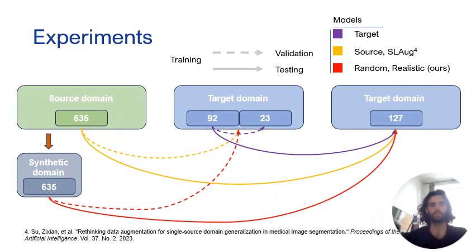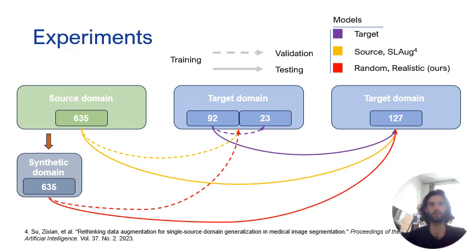Here we visualize the different training methods we used for our experiments. In red, you can see the models trained on synthetic data derived from the source domain dataset. This includes the realistic model, which is our method, which I described previously, and also the same method but with random intensities instead of estimated realistic intensities, and this represents the SynthSeg method.